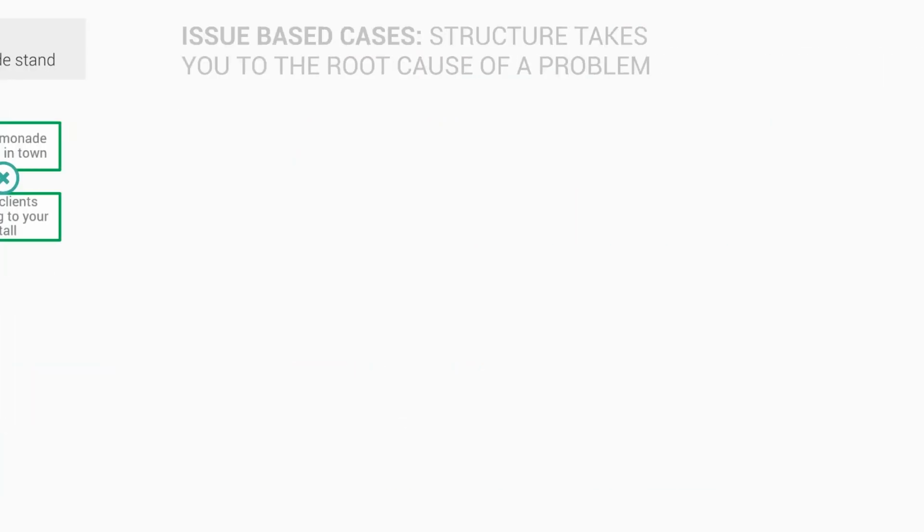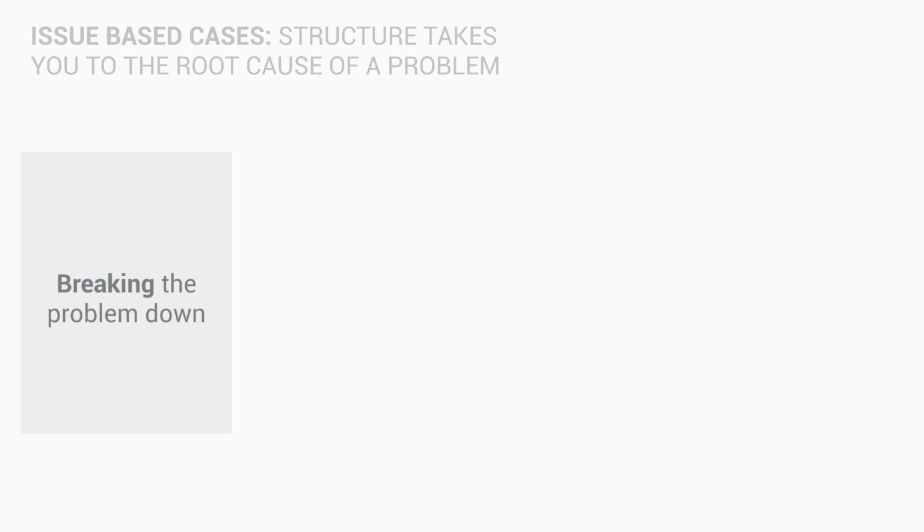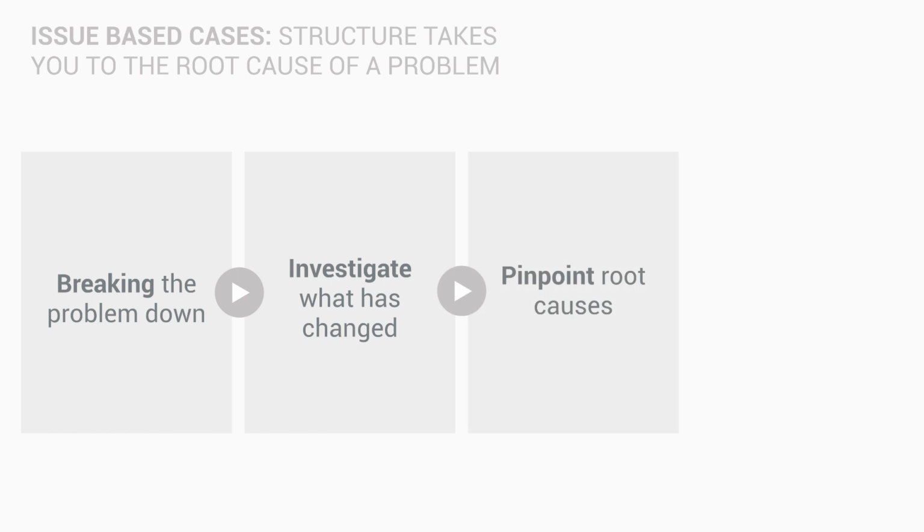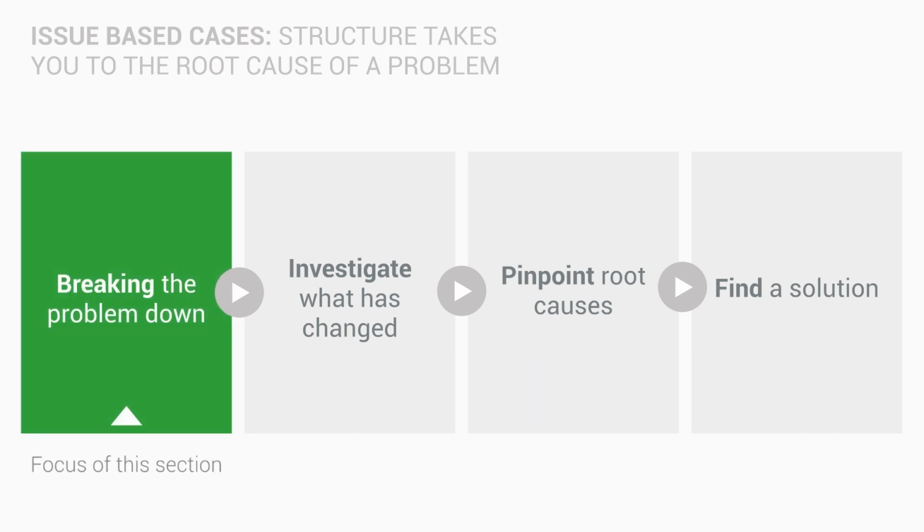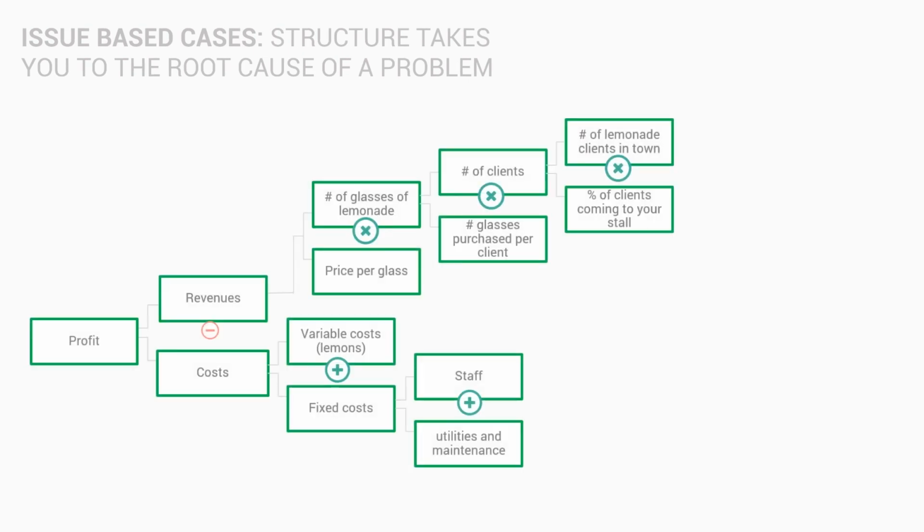An issue-based case structure will allow you to break down the problem, investigate, with the help of the interviewer, what has changed, pinpoint the root cause of the case issue, and therefore find a solution. For this section, we will focus only on breaking the problem down. In issue-based cases, a structure gets you closer to the root cause of the problem and makes identifying the solution very easy. For example, in the lemonade stall case, in order to restore profitability and solve the client's problem, you should first understand where it is coming from.